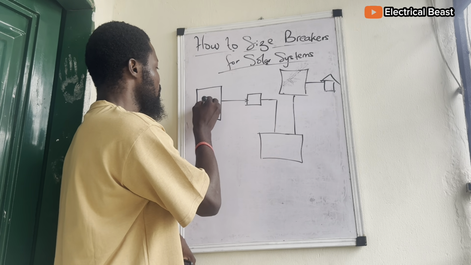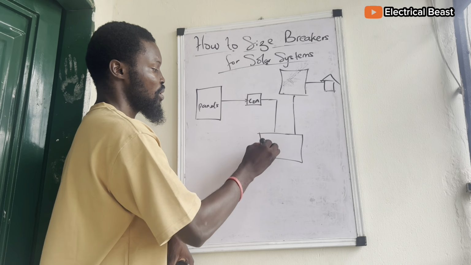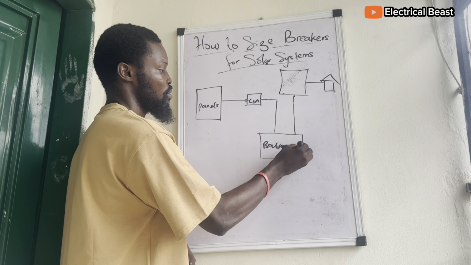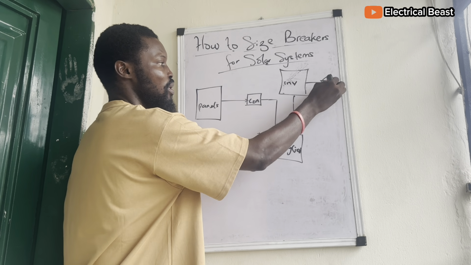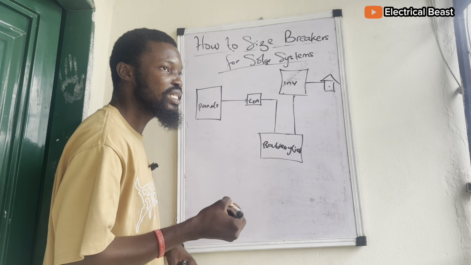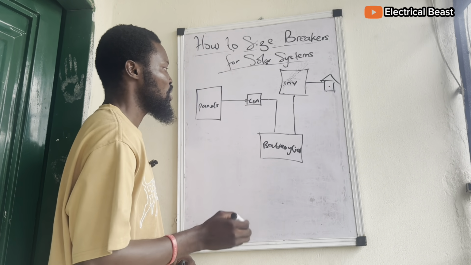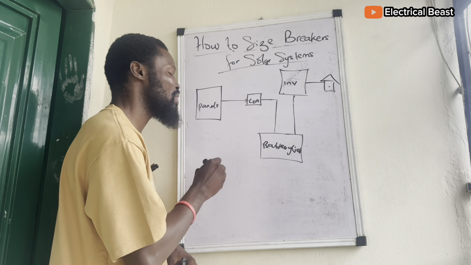Now, these are the panels, then controller, battery, then the inverter, then loads in the house. Breakers are needed at several points within this full network. Now, these are the various points that are important for you to apply these breakers.